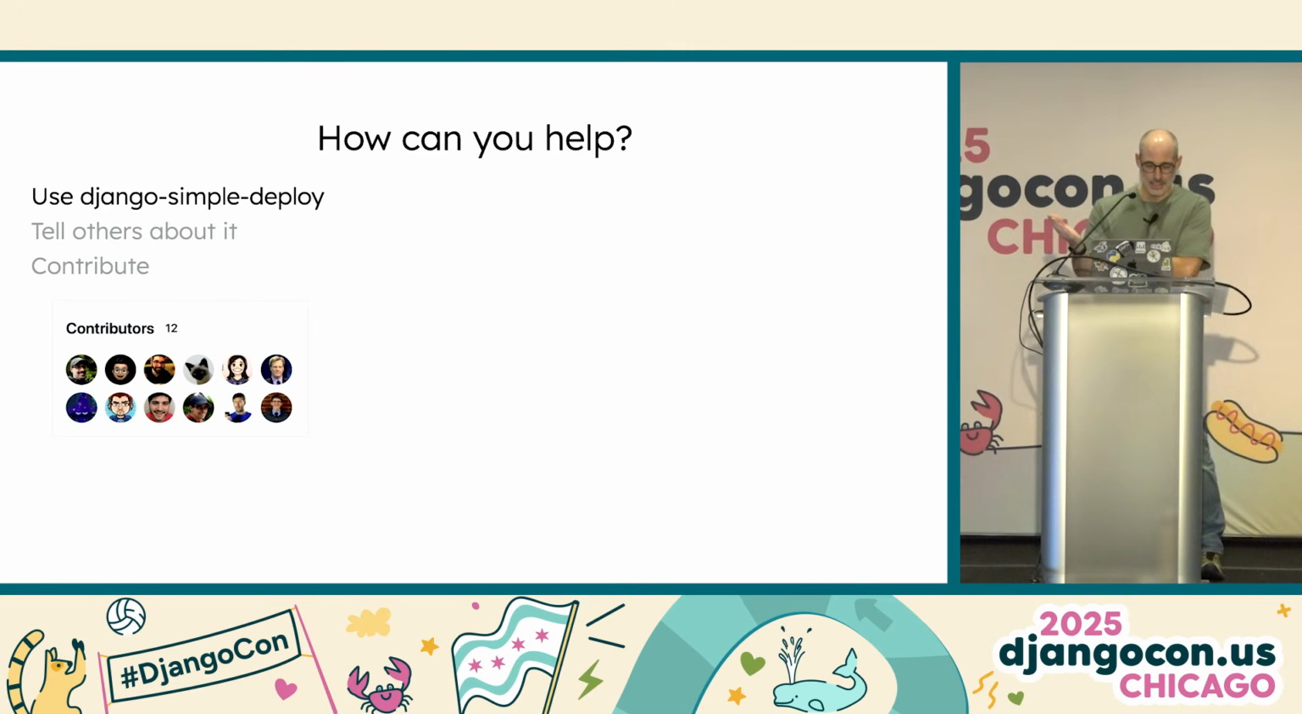Use Django-simple-deploy. If you need to deploy a project and don't already have a specific deployment plan, and one of the currently supported platforms works for you, give this tool a try and see if it works for you. Tell others about it. If you've already got deployment figured out, keep this tool in mind next time someone asks how to deploy a Django project.